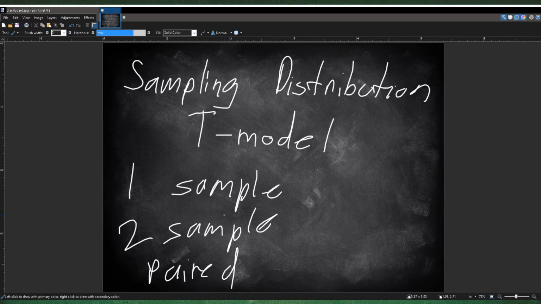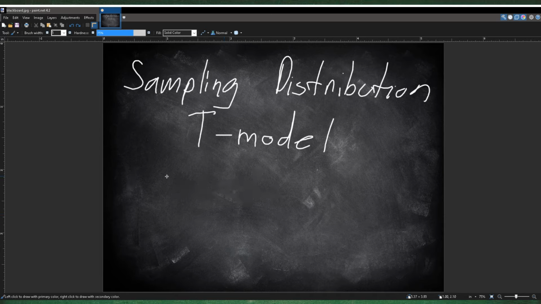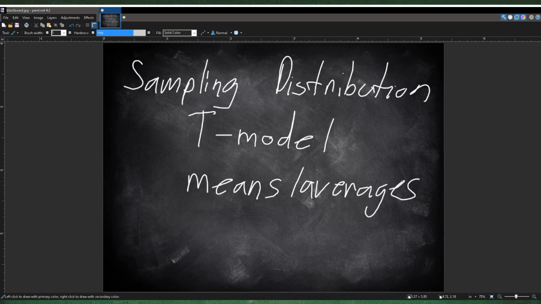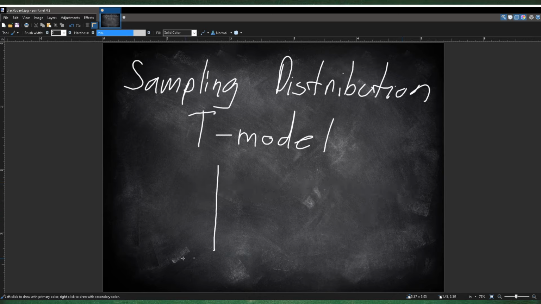Okay. So basically, T models work with means, or basically averages, while Z models work with proportions. So if you ever see a number just basically by itself, then you're going to be using a T model. A T model looks basically just like a normal model.